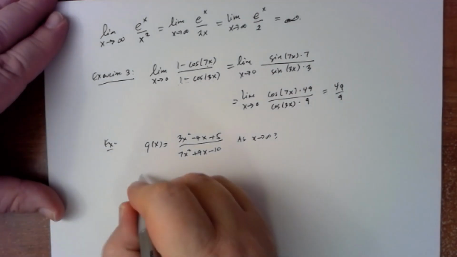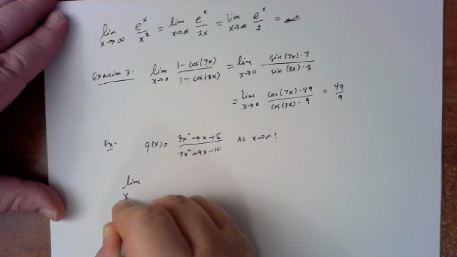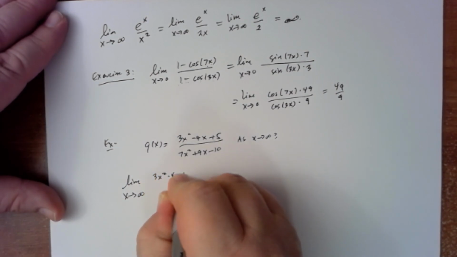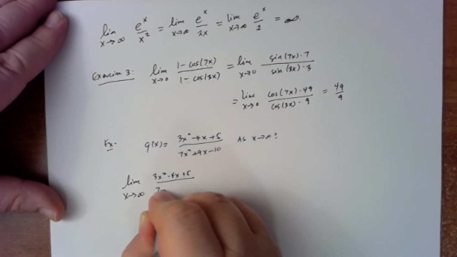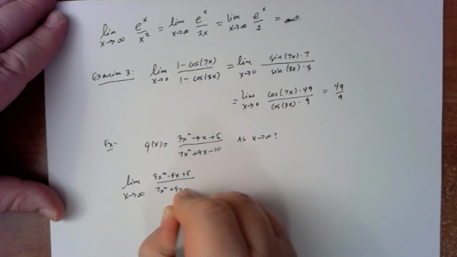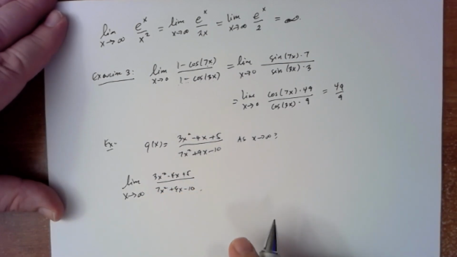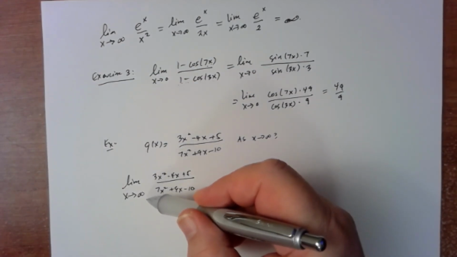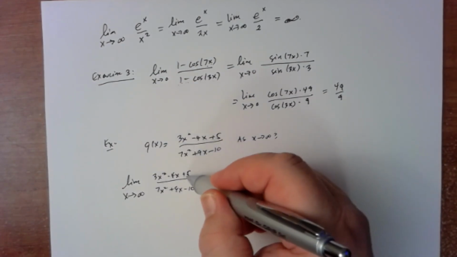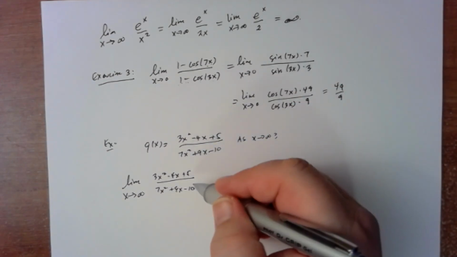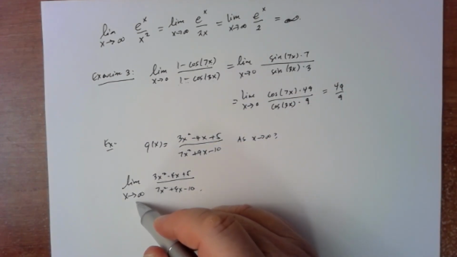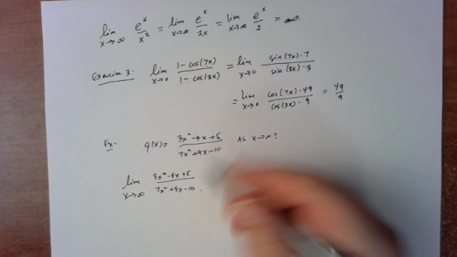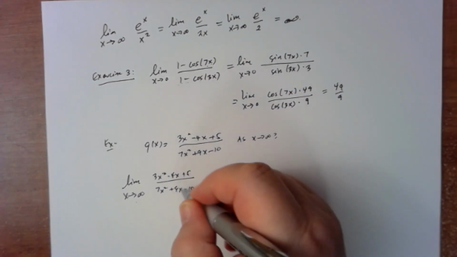So we're taking the limit as x goes to infinity of (3x² - 4x + 5) divided by (7x² + 9x - 10). Good. Now, one way to think about it is as x gets really, really big, these constant terms are going to become meaningless. If you're dealing with x in the millions, a 5 and a 10 is not going to matter at all.